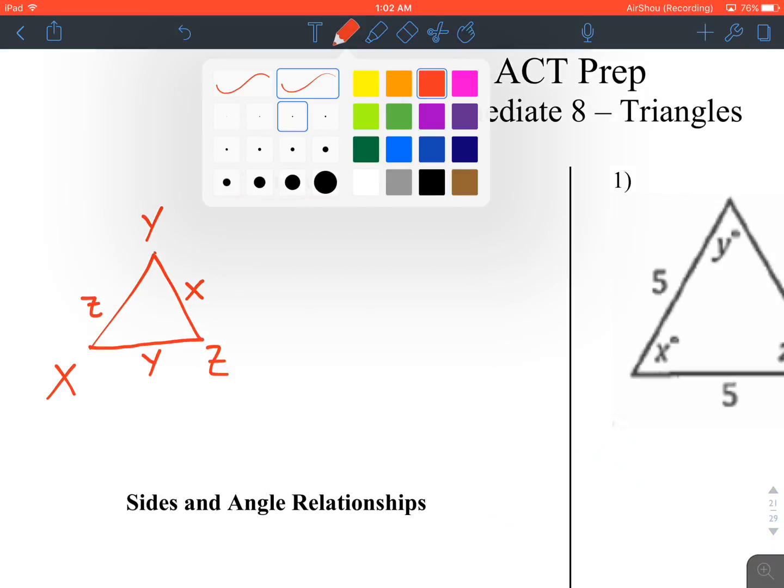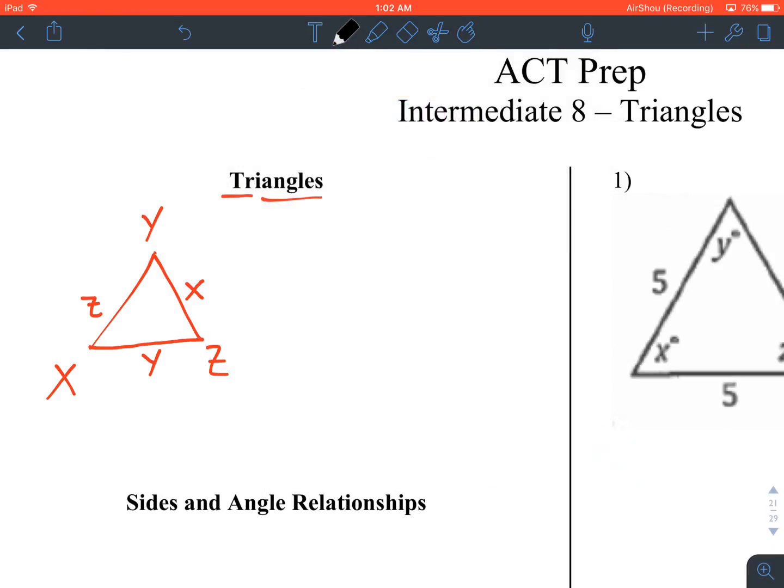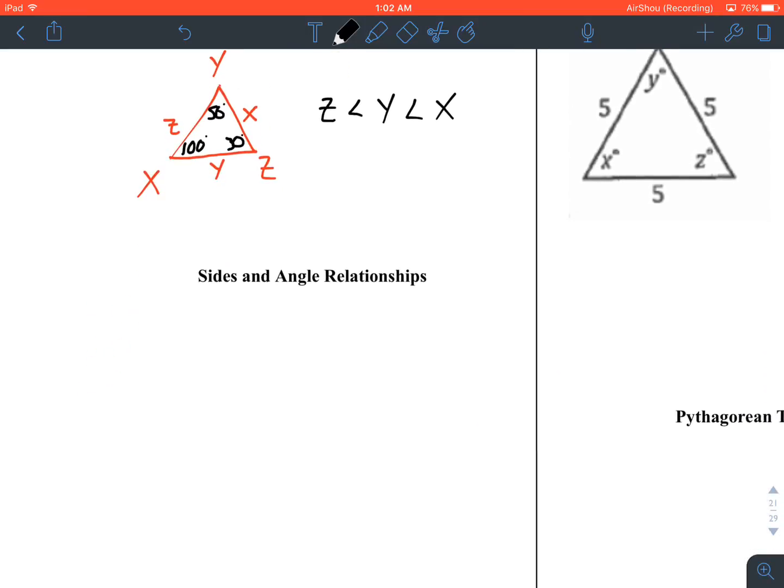So if I tell you that angle X is 100 degrees, and angle Y is 50, and angle Z is 30, we don't know what the lengths of the sides are, but we do know that Z is the smallest, Y is the next smallest, and X has to be the biggest side. Sides and angle relationships.